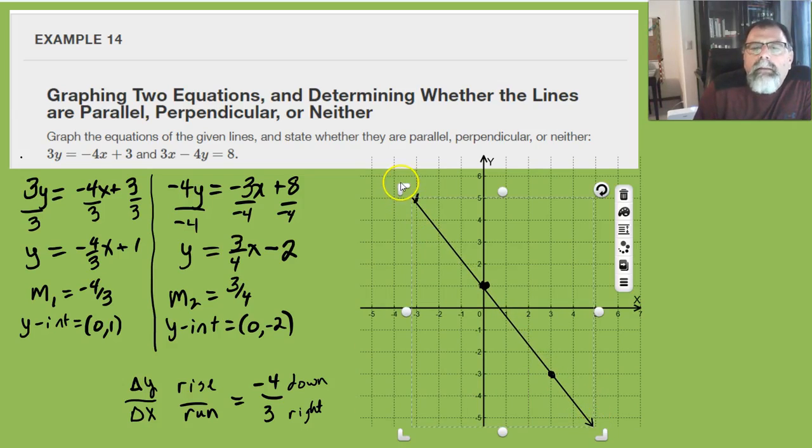Actually, I missed that spot. Let's see if I can fix it. Let me try that again.